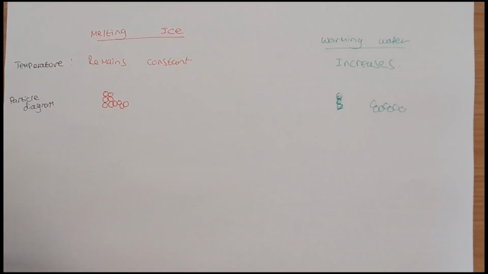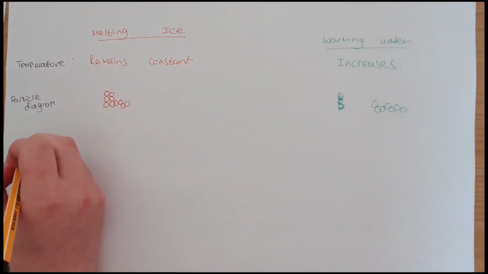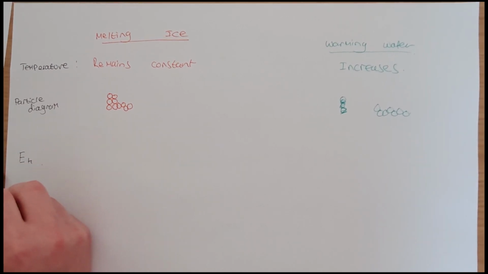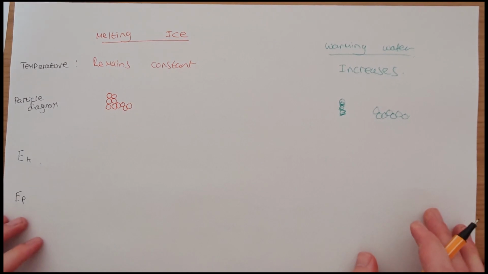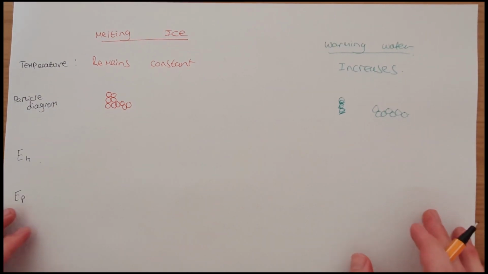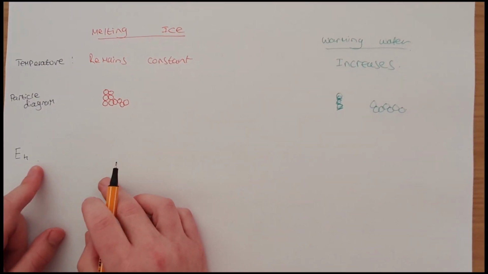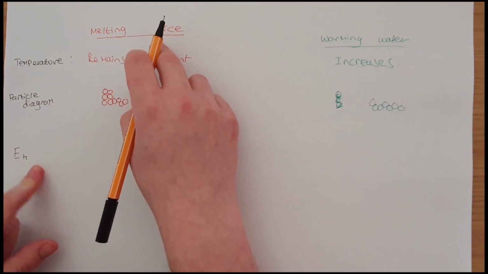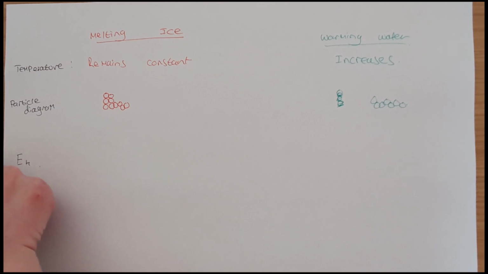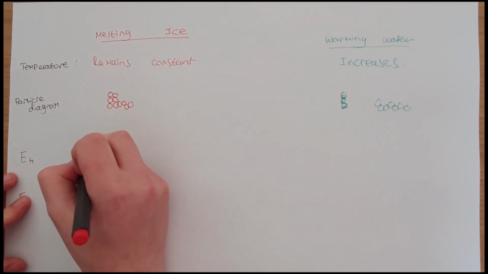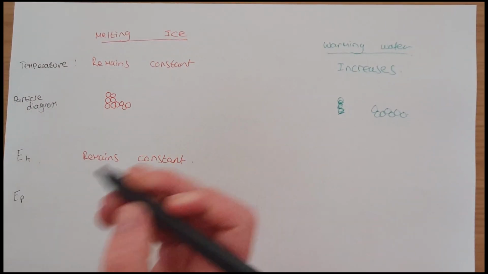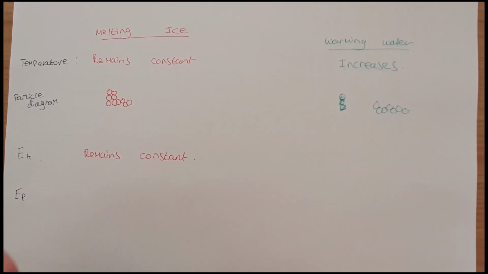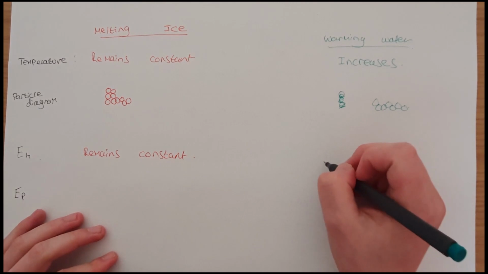Now, I want us to think about two elements now. I want us to think about the kinetic energy, but also the potential energy. So the kinetic energy, we said, refers to if there's a change in temperature. Is there a change in temperature when we melt ice? No. So that means our kinetic energy remains constant. Let's do the same sort of logic. Warming water, is there a temperature change? Yes. What's happening to kinetic energy? Well, that is increasing.